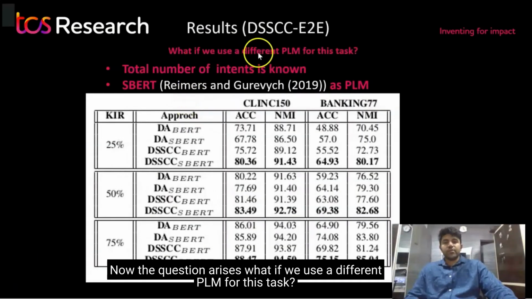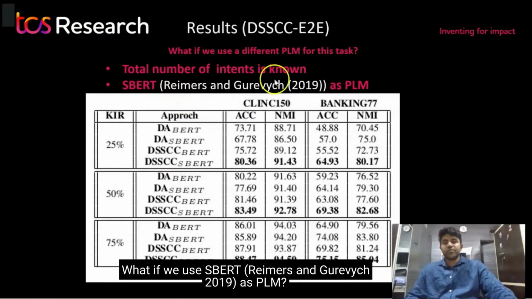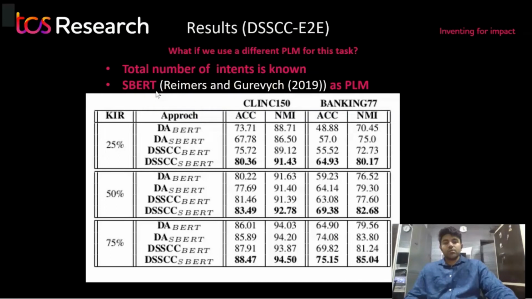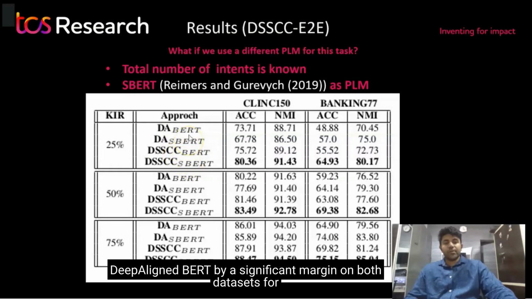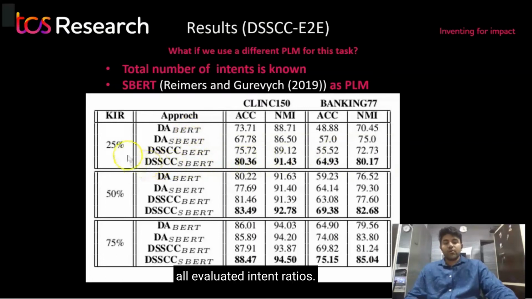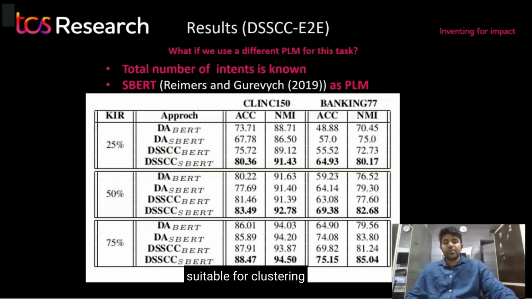Now the question arises, what if we use a different PLM for this task? And what if we use SBERT (Reimers and Gurevych, 2019) as PLM? So we compare only DeepAlign and DSCC here, as DeepAlign was previous SOTA. As you can see, DSCC SBERT outperforms DSCC BERT, DeepAlign SBERT and DeepAlign BERT by a significant margin on both datasets for all evaluated intent ratios. So the utterance representations from SBERT are more suitable for clustering than BERT-based representations.